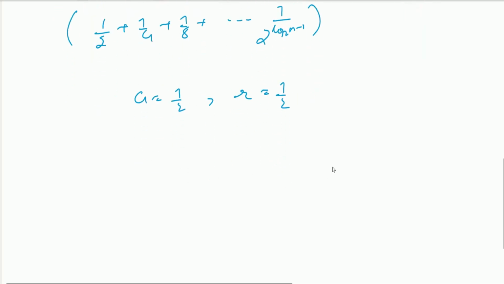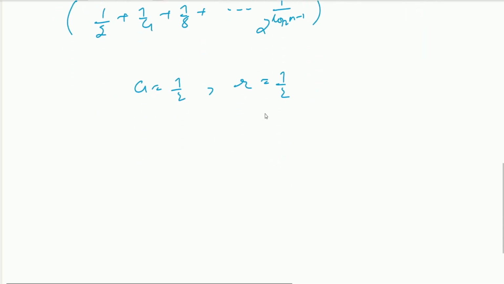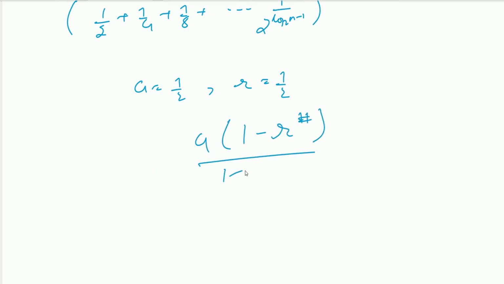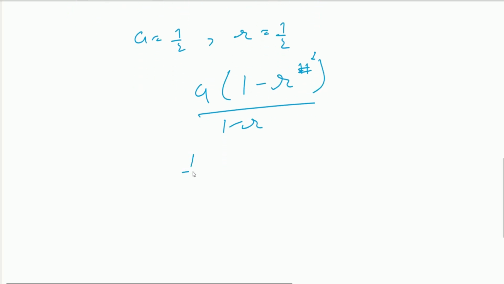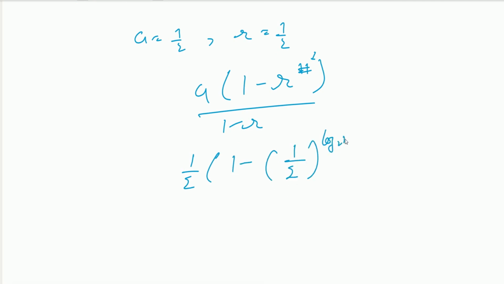The sum of a GP, because r is less than 1, is a times 1 minus r to the power number of terms, divided by 1 minus r. What will be the number of terms? 2 to the power 1, 2 to the power 2, 2 to the power 3. From 2 to the power 1 to 2 to the power log n minus 1, the number of terms will be log n minus 1. So a is 1 by 2, 1 minus 1 by 2 to the power log n minus 1, upon 1 minus 1 by 2. This will cancel out. 1 minus 1 by 2 is 1 by 2, so this will cancel out.